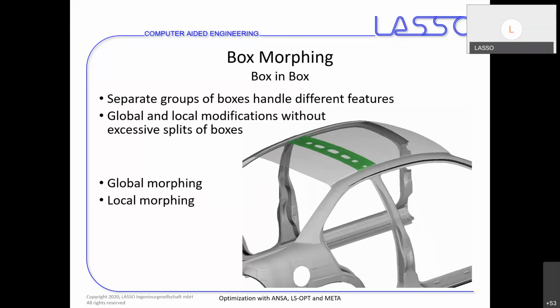Always do the modification from the outside to the inside. Otherwise, if you do it the other way around, when you increase the width of this cross member, the nodes and also the control points of the inner boxes move outside the boxes of the global modification. And then the global morphing will fail. So always do the morphing from the outer to the inner.